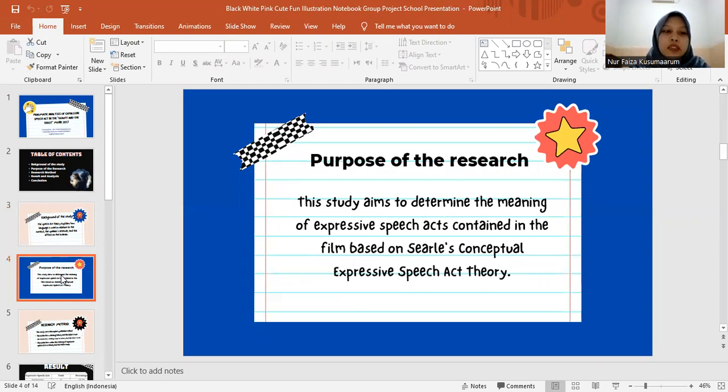Purpose of the research. This study aims to determine the meaning of expressive speech act contained in the film based on the thoroughly conceptual expressive speech act theory and help the public to understand more about pragmatic and can take an understanding of expressive speech act.